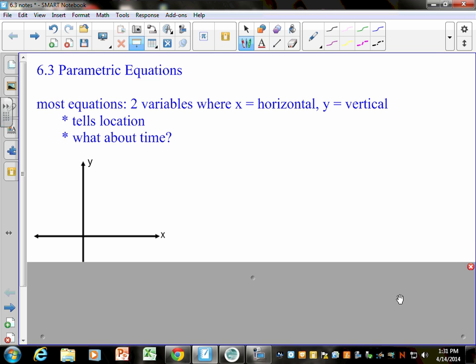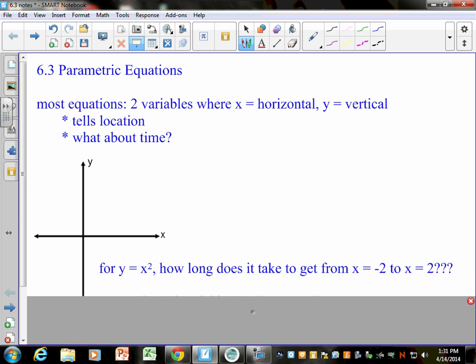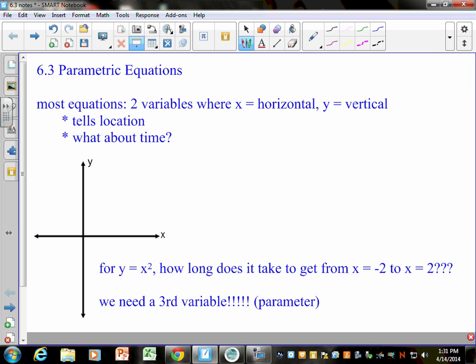Most equations, you have two variables. You have an x, that's a horizontal distance, and a y, which is a vertical distance. But what if you wanted to throw in a third variable, maybe to think about time? Like if I had y equals x squared, how long does it take to go from -2 to +2? We don't know how to do that unless we throw in a third variable, which is what we call the parameter. And so when you graph a parametric equation, it can still look like a normal equation. It just is written differently. And so that's the big part that we want to get used to.